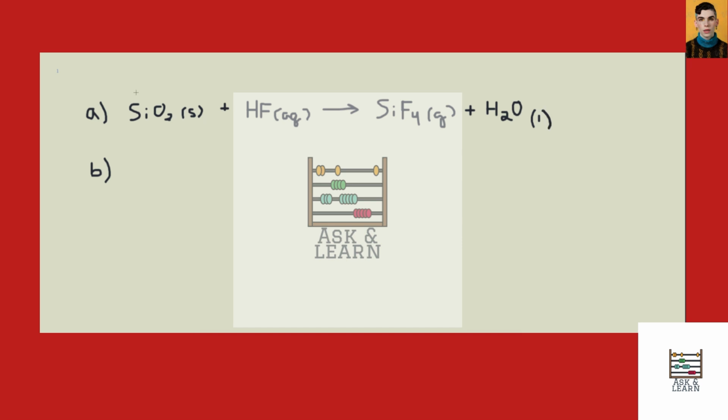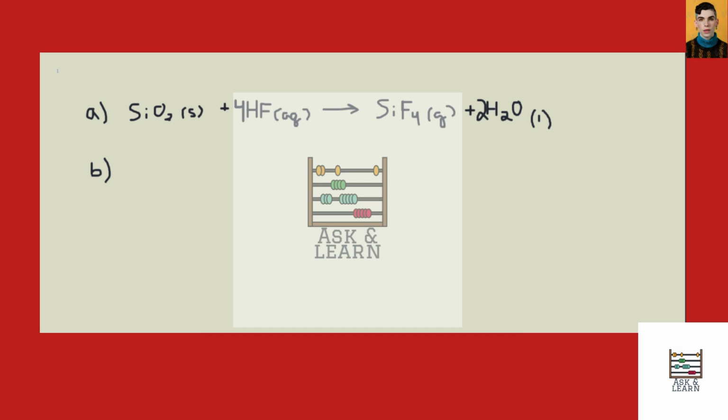All right, let's balance these out. We have one silicon, two oxygens, one oxygen. We'll put two here. One hydrogen, now four hydrogens. So we're going to put a 4 here. And four fluorines. This is the balanced equation there.